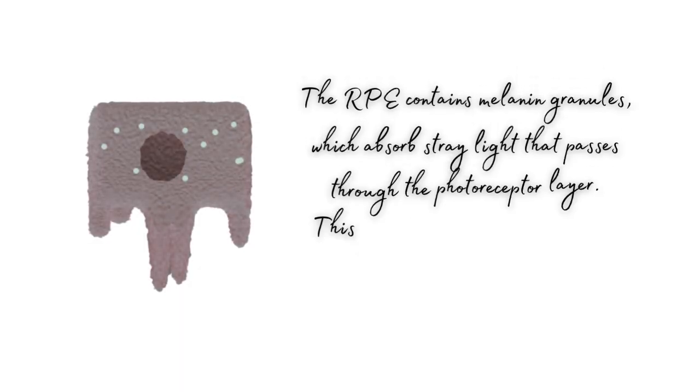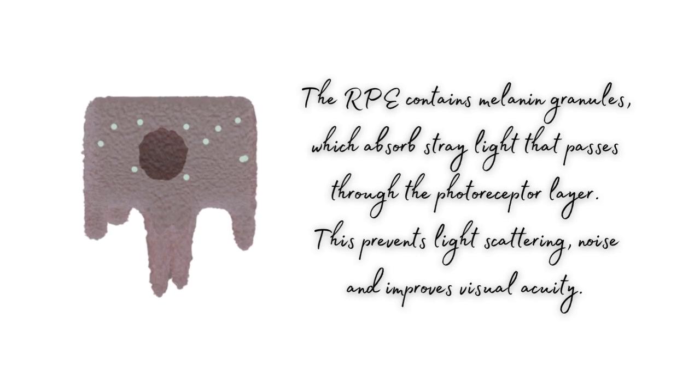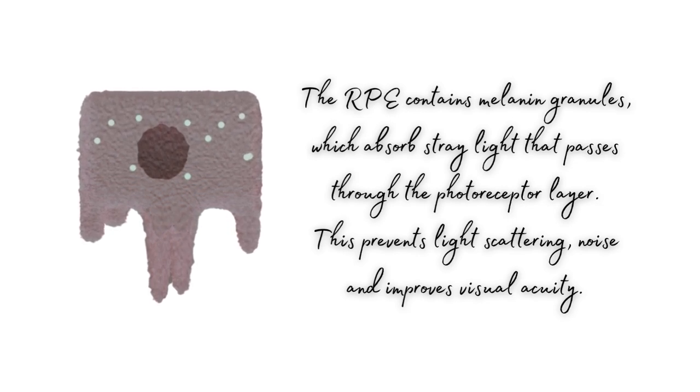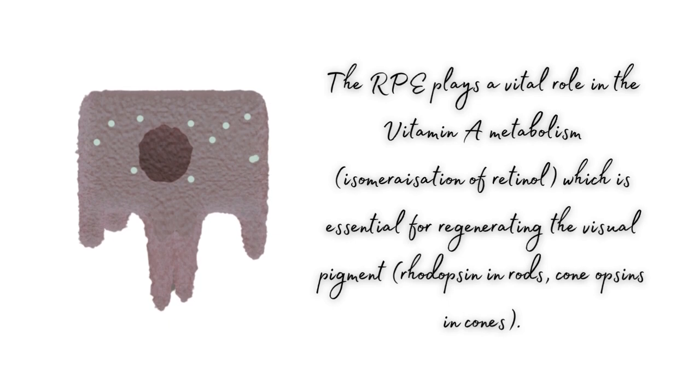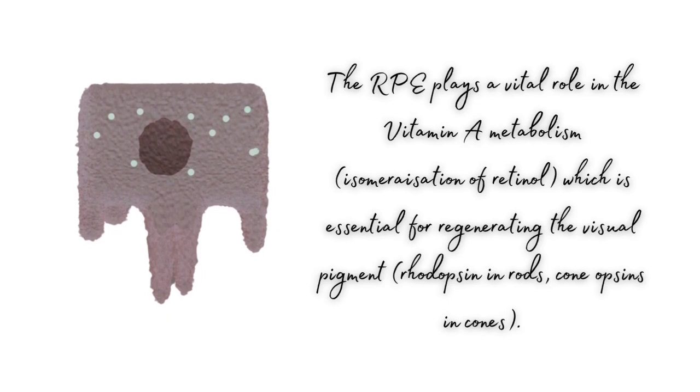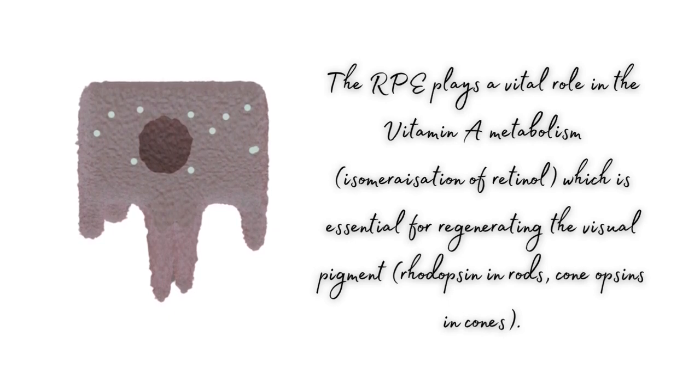The RPE contains melanin granules, which absorb stray light that passes through the photoreceptor layer. This prevents light scattering and noise, and improves visual acuity. The RPE plays a vital role in vitamin A metabolism, the isomerization of retinol, which is essential for regenerating the visual pigment rhodopsin in rods and opsins in cones.